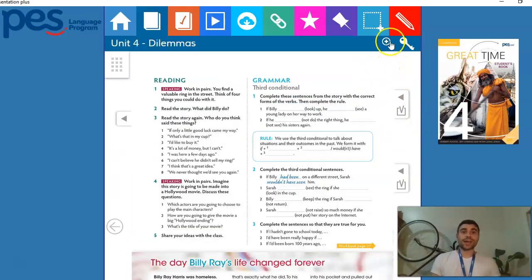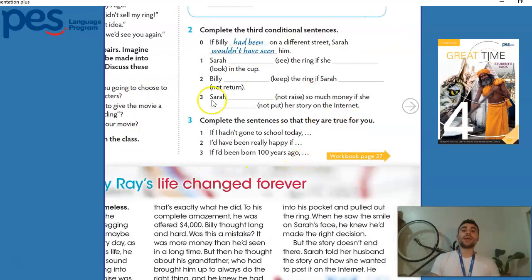Then, the challenge for you now is to complete sentences 1, 2, and 3 here. For example, if I hadn't gone to school today, or this one you can change, right? If I hadn't stayed at home today, what would you have done? So, I know you stayed at home today, and you probably did things, right? But if you hadn't stayed at home, what would you have done differently? 2, I'd have been really happy if, so what might have happened for you to have been really happy in the past?